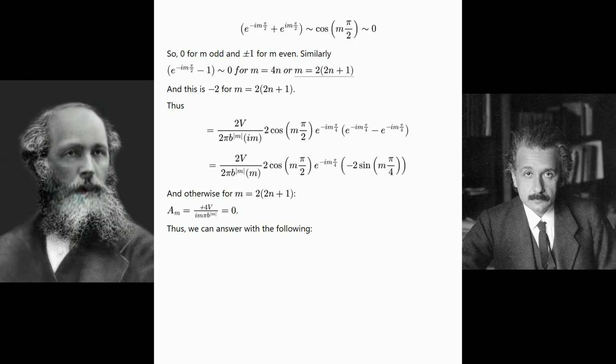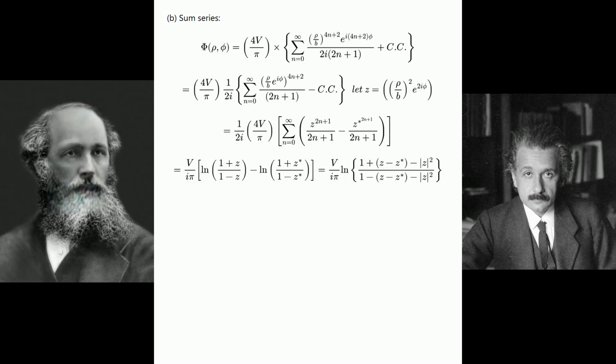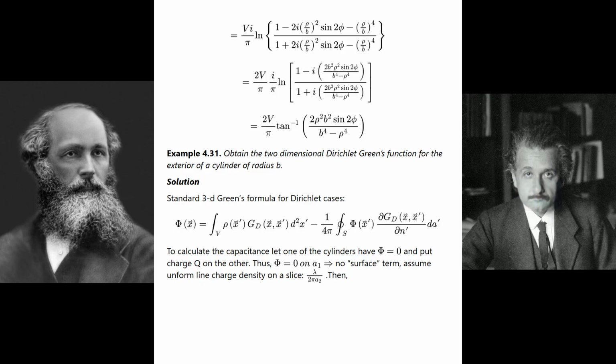Thus, we can answer with the following. Phi of rho comma phi equals the sum from m equals negative infinity to infinity of 4V over m pi b raised to the absolute value of m power times rho raised to the absolute value of m power e raised to the i m phi power, for m equals 2 times 2n plus 1, e.g., m equals 2, 6, 10. See the equation. Sum the series. See the equation shown.